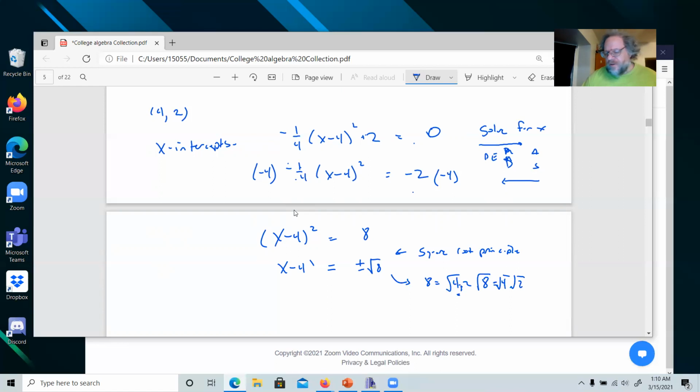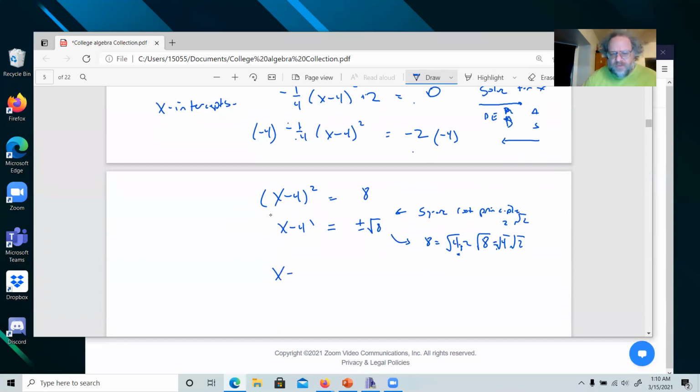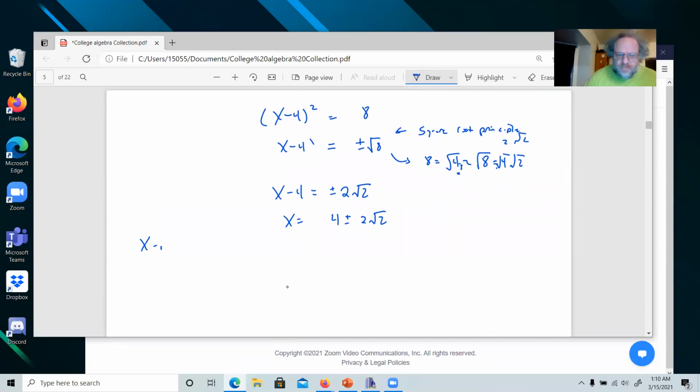So the square root of 4, that's 2. And we're just going to leave the square root of 2 alone. Okay. So we have x minus 4 is equal to plus or minus 2 root 2. And then all we're going to do is add 4 to both sides. We have 4 plus or minus 2 root 2. Okay. So my x-intercepts: x equals 4 plus 2 root 2, and x equals 4 minus 2 root 2.